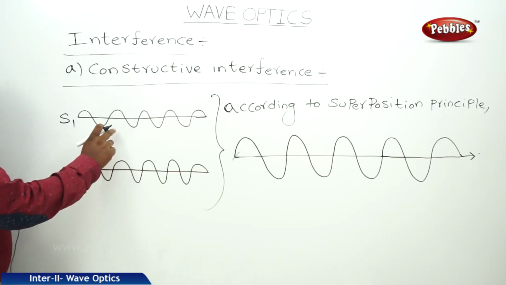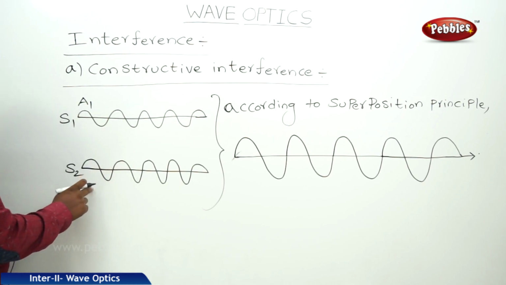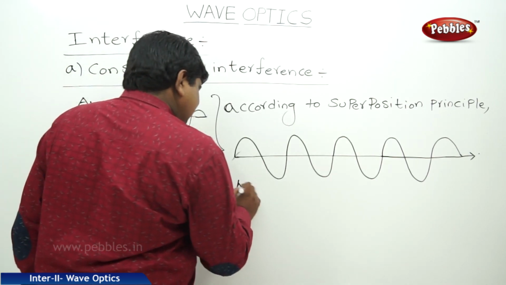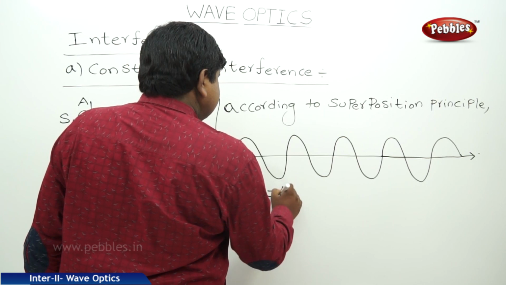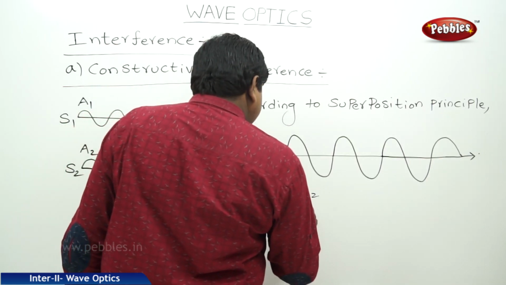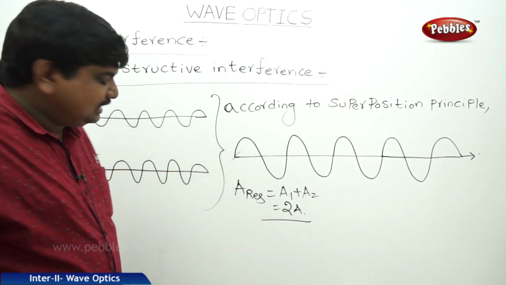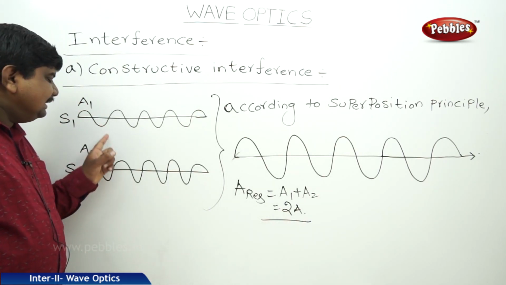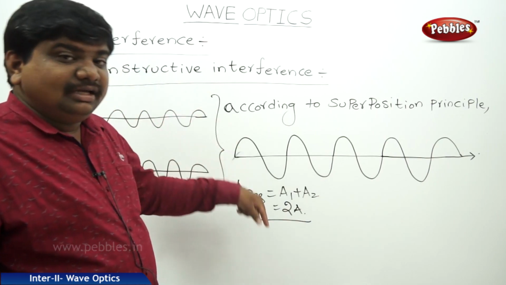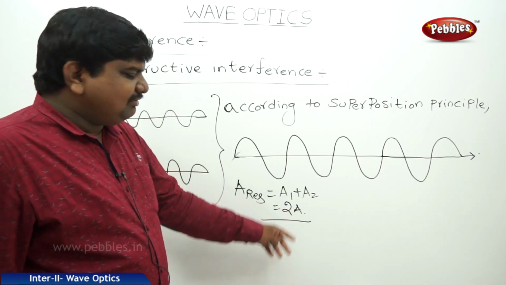That means source 1 is releasing a wave which has the amplitude A1. Source 2 releases a wave with amplitude A2. So, A resultant in case of constructive interference is A1 plus A2. If A1 is equal to A2, therefore it is 2A. In constructive interference, the amplitudes will be added, giving a wave of the sum of the amplitudes that moves in the same direction as the two waves. So, A resultant will become 2A.